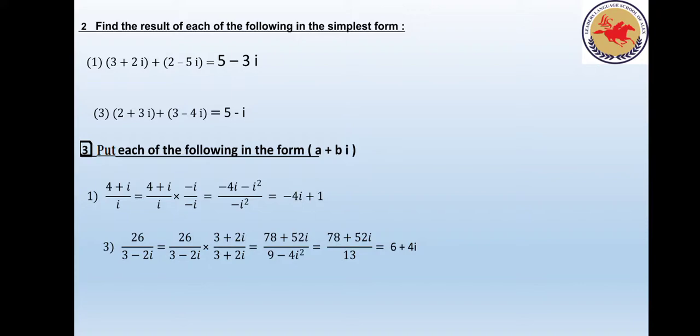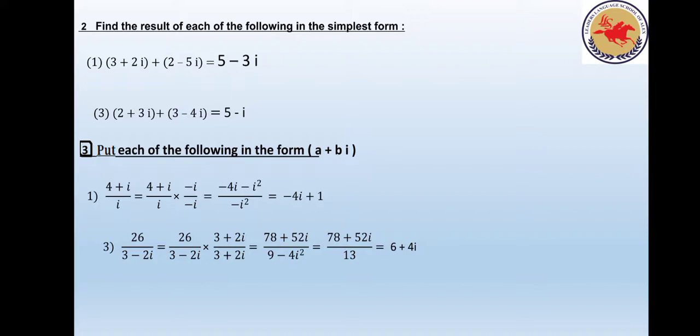Distribute. Negative i times 4 equal negative 4i. Negative i times positive i, negative i power 2. Over i times negative i equal negative i power 2. Negative i power 2: cancel i power 2 and put negative 1. That means we switch the sign. So it will be negative 4i plus 1, and in the denominator negative i power 2: cancel i power 2 and put negative 1. That means 1.